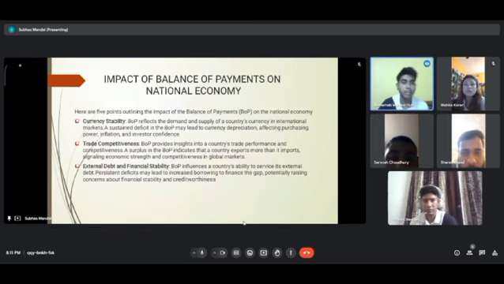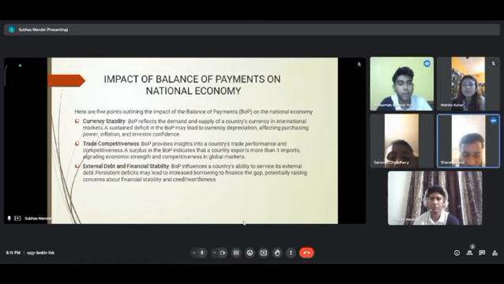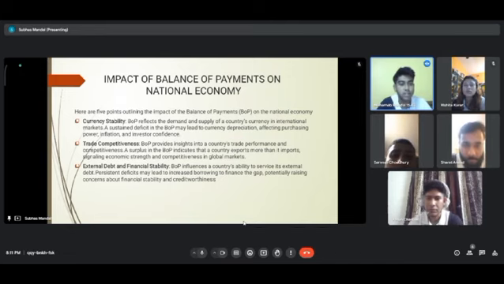Okay, so the next topic is the impact of balance of payments on the national economy. There are 5 points outlining the impact of balance of payments on the national economy. First one is currency stability. BOP reflects the demand and supply of a country's currency in the international market. A sustained deficit in the BOP may lead to currency depreciation, affecting purchasing power, inflation, and investor confidence.